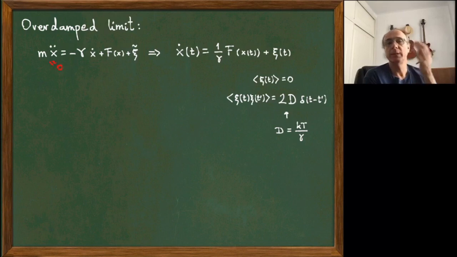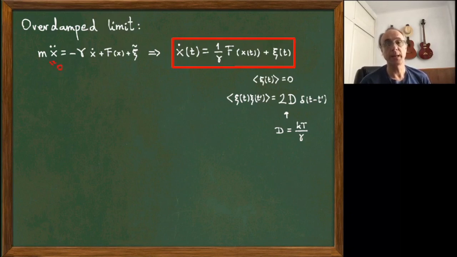The overdamped limit is typical, and very accurate. So you can safely take the overdamped limit for particles of micrometers. For proteins, for nanometer particles, you do need to consider the inertia.